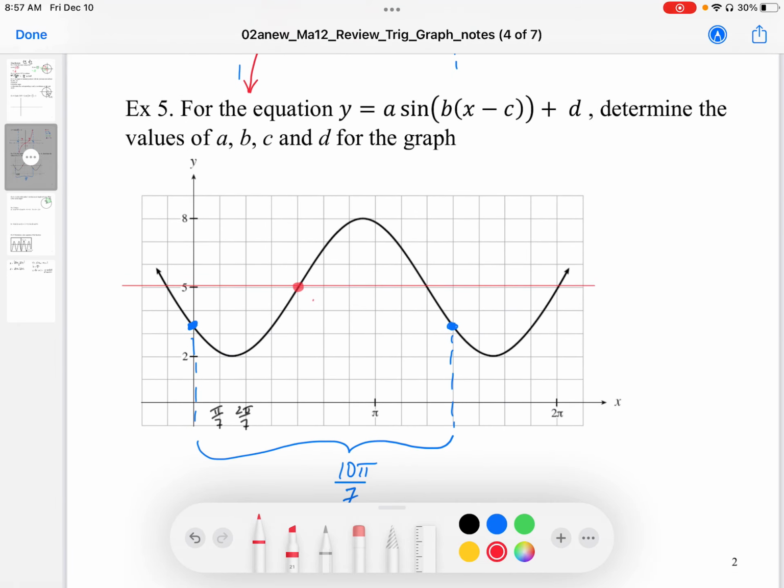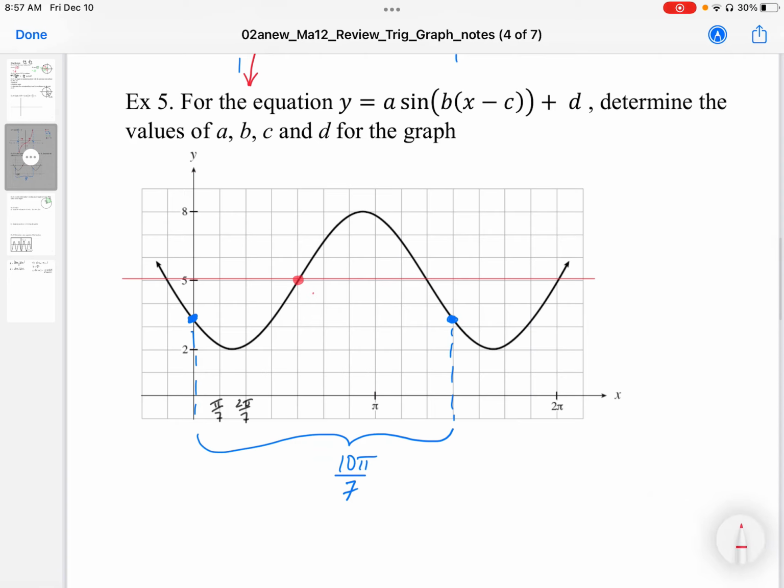Okay, so when we're looking at this next graph, we've been given the graph, and we need to put it into an equation. And we're being asked to put it into a sine equation. So to do that, we need to find the amplitude, A. We need to find the horizontal compression, B, the horizontal shift, C, and the vertical shift, D. So I'm going to start with the vertical shift. We're going to look at D.